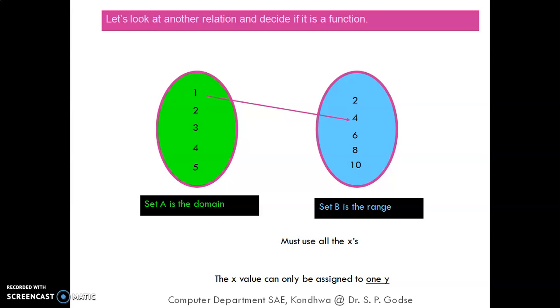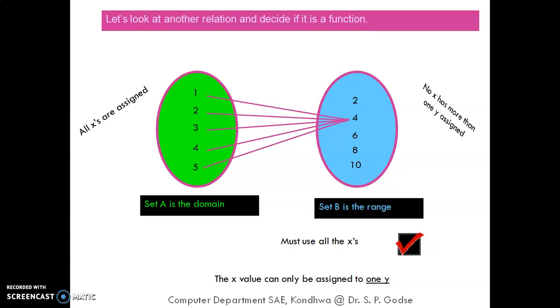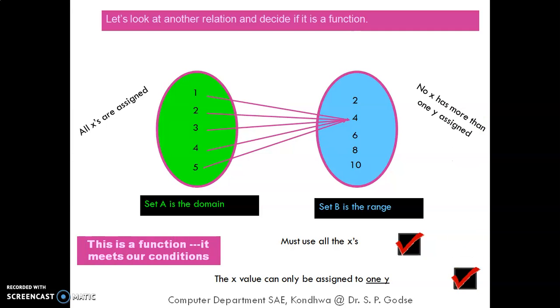So this is also a relation. 1 is related with 4, 4 is related with 4, 2 is related with 4, 5 is related with 4, and 3 is also related with 4. So in this case, the first condition, that all x are assigned, is true. Secondly, every x value has only one value from the codomain. So the x value can only be assigned to one y. So both these conditions are satisfied, that is, all x are assigned, and secondly no x has more than one y assigned. So this is also a function, it meets our condition.